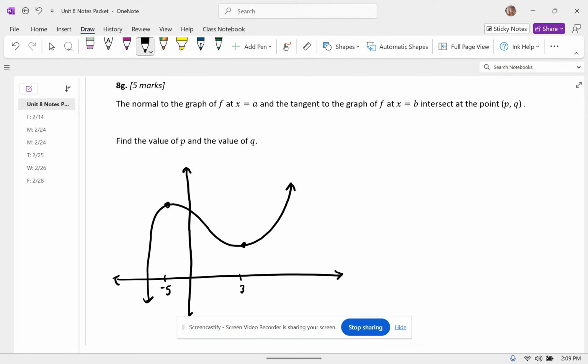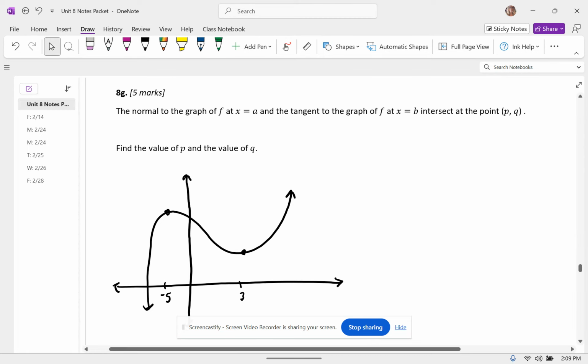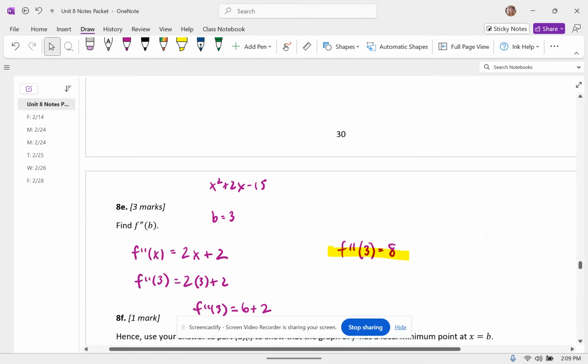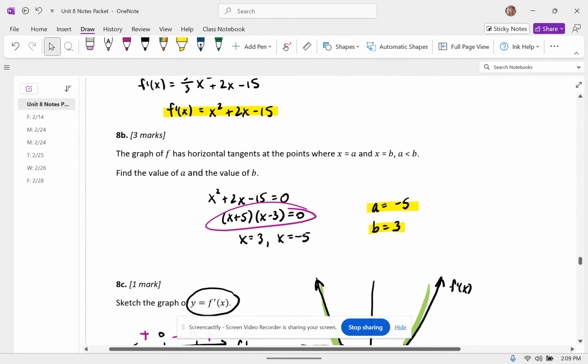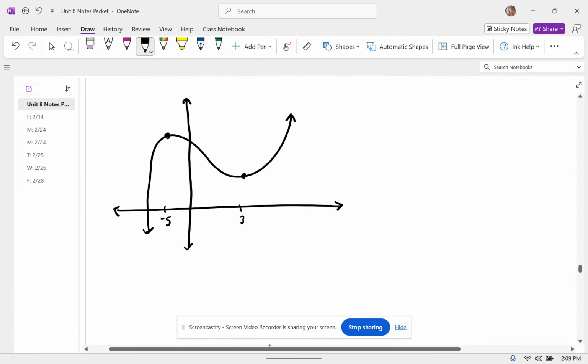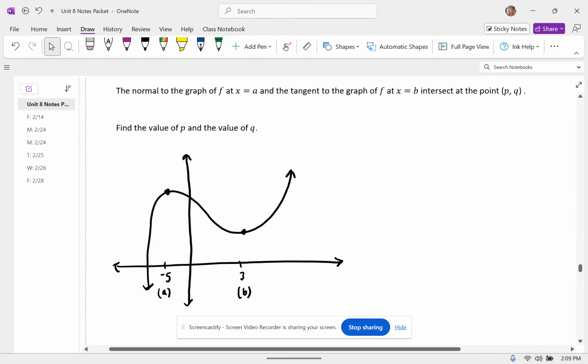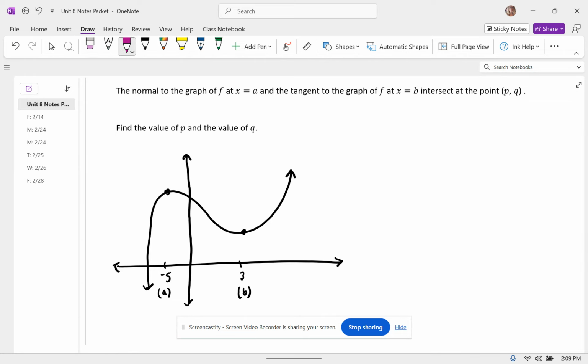Okay, cool. So it says the normal to the graph of f at x equals a. Which one was a? B is 3, a is negative 5. Okay. So this is a, and this is b. The normal to the graph of f at x equals a. What would that look like? Well, first let's draw the tangent, right? And then we'll figure it out from there. This is the tangent.